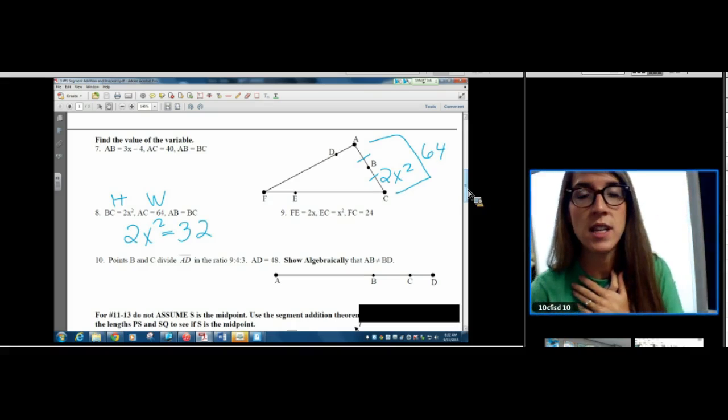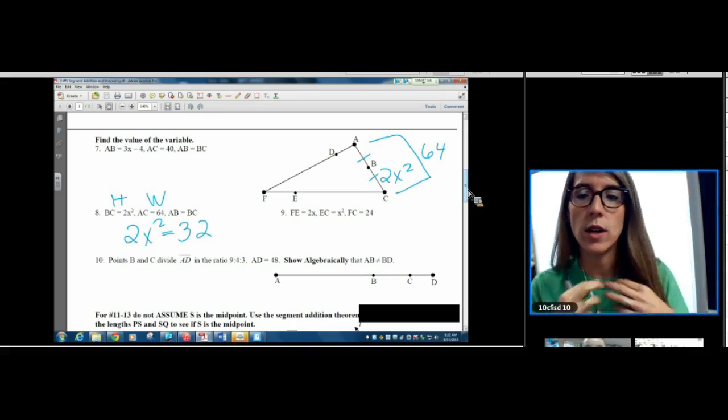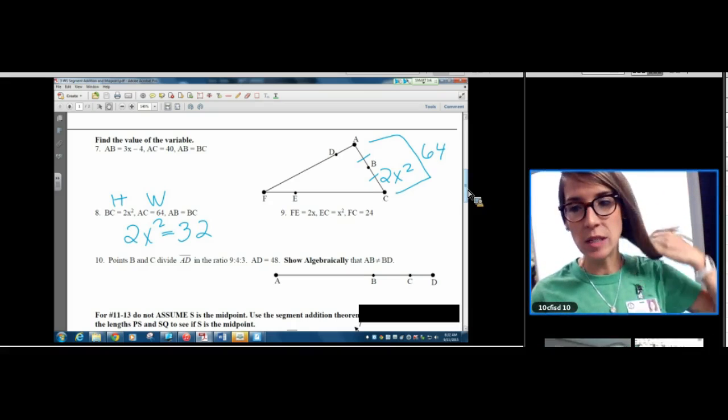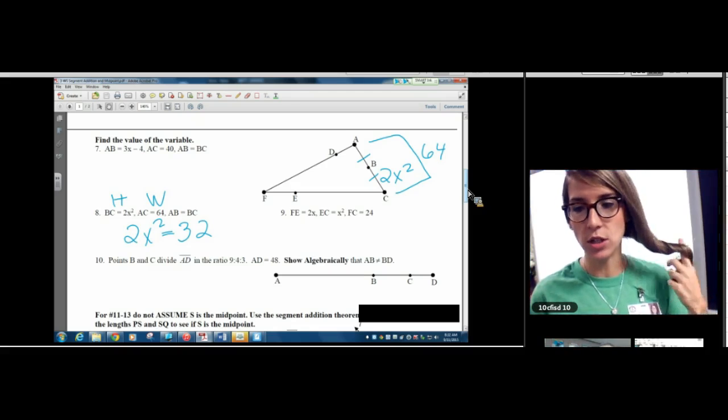So that was my choice. Could I have doubled 2x squared? Sure, I could have doubled it. But I like working with smaller numbers, so if the whole is divisible by 2, I usually do that.